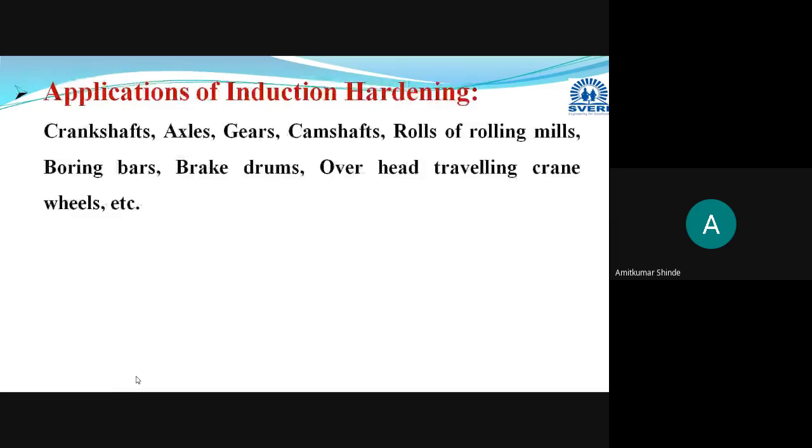Then some applications I have highlighted here. You can do the hardening of crankshafts, axles, gears, camshafts, then rolls of the rolling mills, boring bars, brake drums. Then overhead traveling crane wheels are there. We are using induction hardening for the hardening of their surface to improve their hardness and wear resistance.